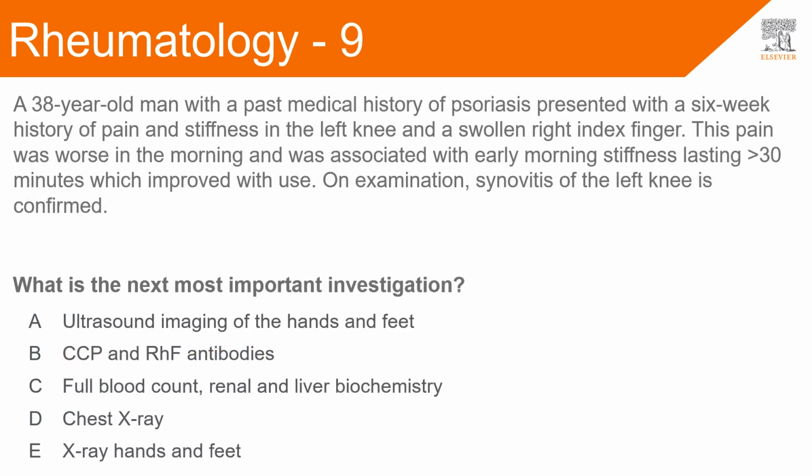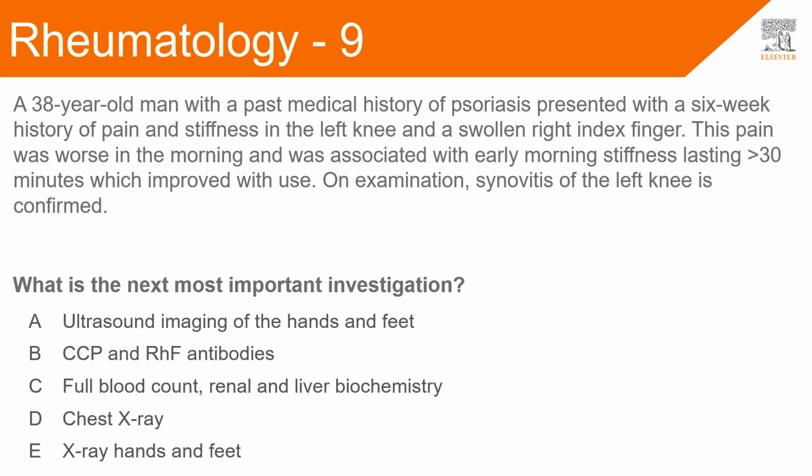Let's go through this question now. We've got an 80-year-old man with a previous history of psoriasis. He's got a 6-week history of pain and stiffness of the left knee and a swollen right index finger. The pain is worse in the morning and is associated with early morning stiffness lasting more than 30 minutes, which is improved with use. When you examine the patient, synovitis of the left knee is confirmed. Where do you go next? Okay, what do you do next?